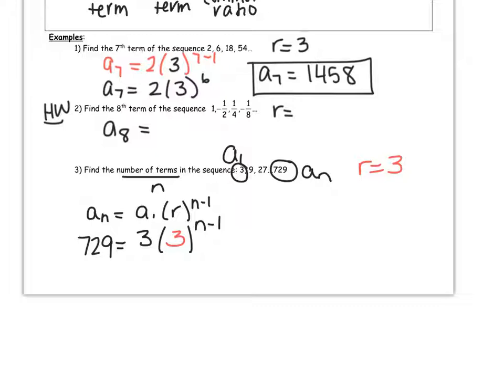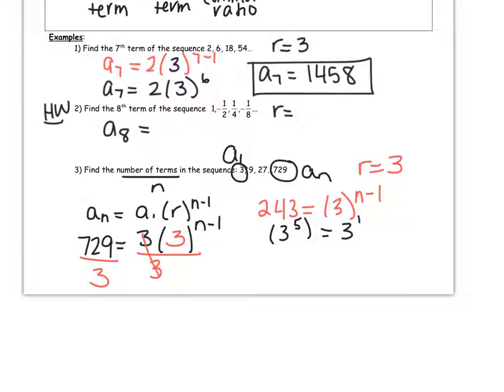So the only way to solve for the exponent here is to try to find a common base. So we're going to divide by this 3 out here. And we have 729 divided by 3, which gives me 243 equals 3 to the n minus 1. Now I can log both sides if I want, or I could try to find a common base. Now, I know that I could rewrite 243 as 3 to the 5th power. So I have 3 to the 5th equals 3 to the n minus 1. Now that I have common bases, I can drop them and solve.